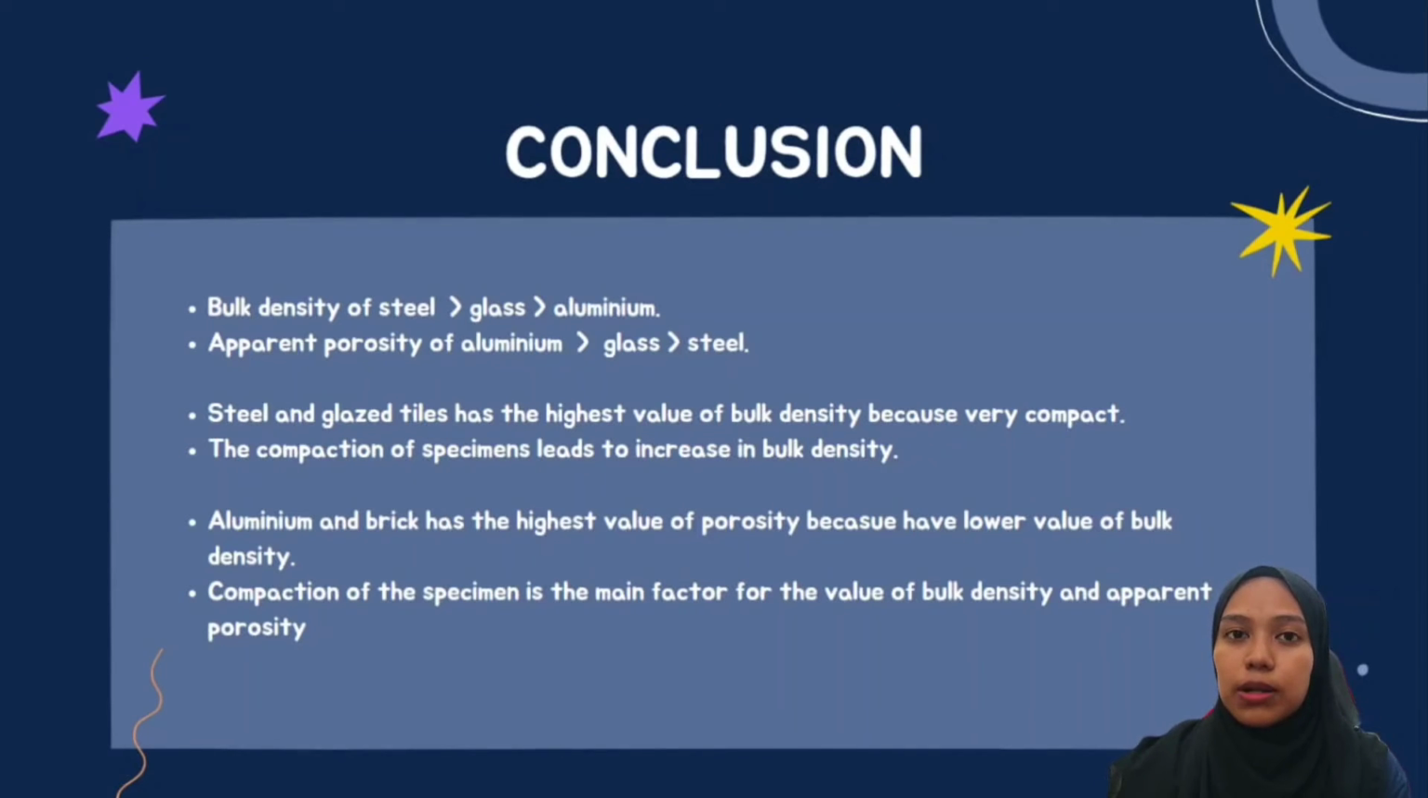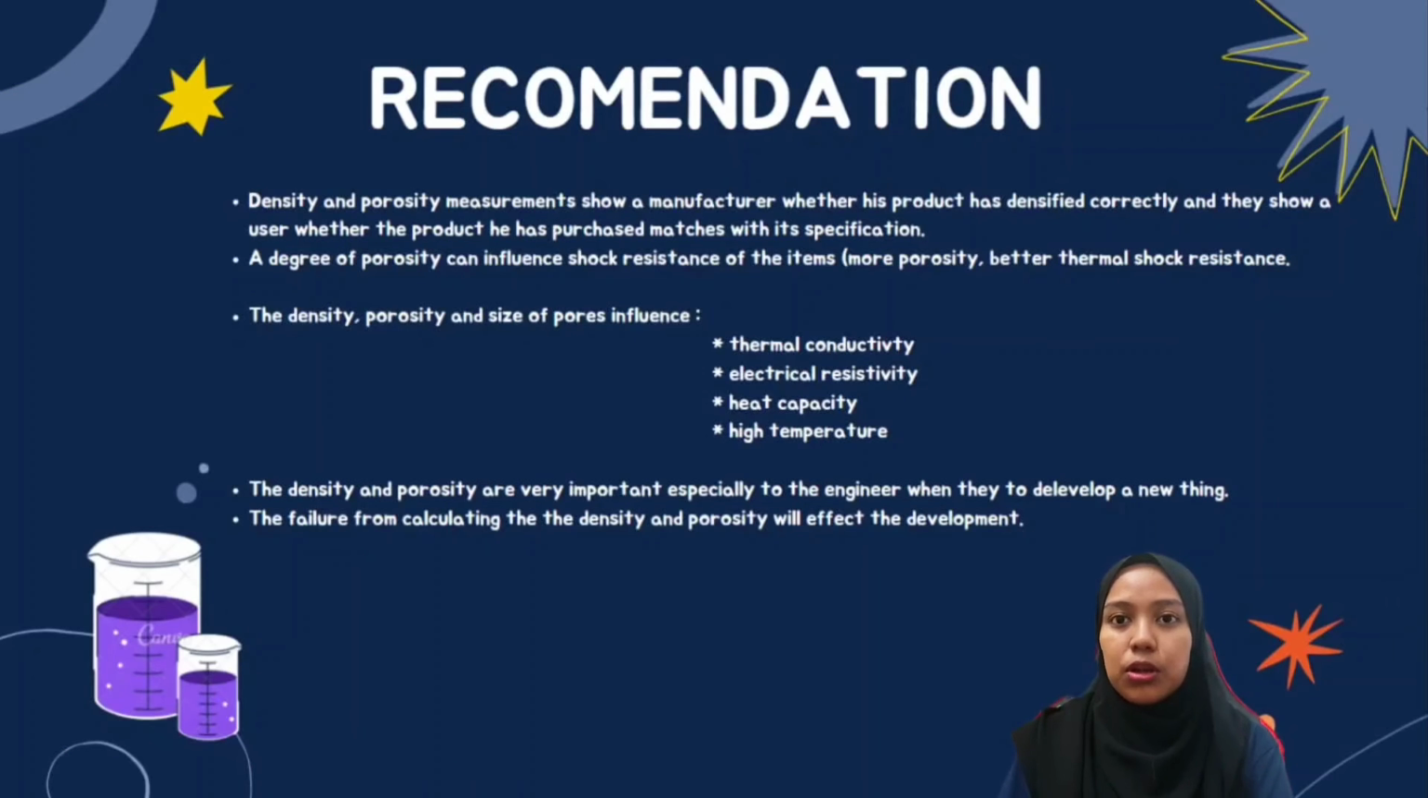So we can conclude that the bulk density of steel is greater than glass and glass is greater than aluminium. The value of apparent porosity of aluminium is greater than glass and glass is greater than steel. Steel and glass tie have the highest value of bulk density because they are very compact. The compaction of the specimen leads to the increase of the value of bulk density. Aluminium and brick have the highest value of porosity because they have the lower value of bulk density. So we can conclude that compaction of the specimen is the main factor for the value of bulk density and apparent porosity. The last part is opinion or recommendation.